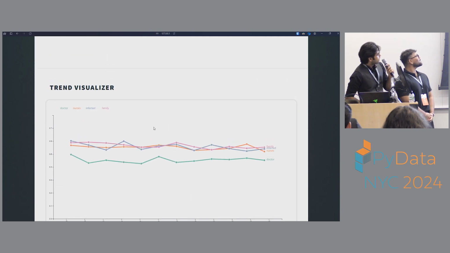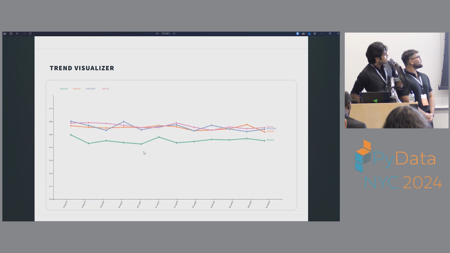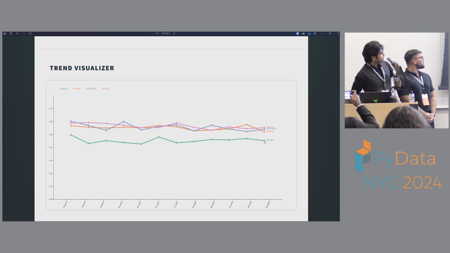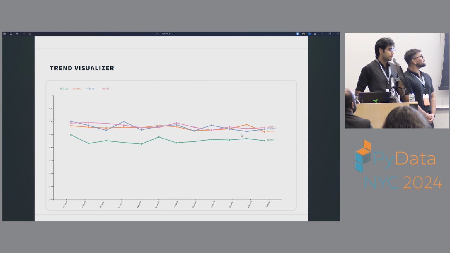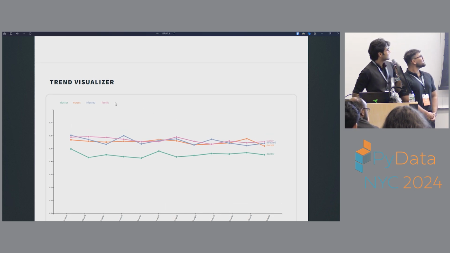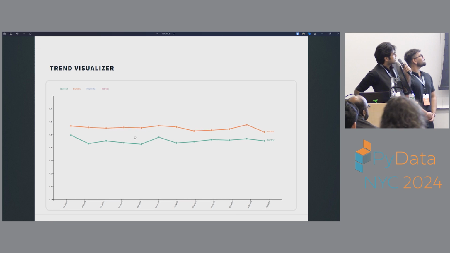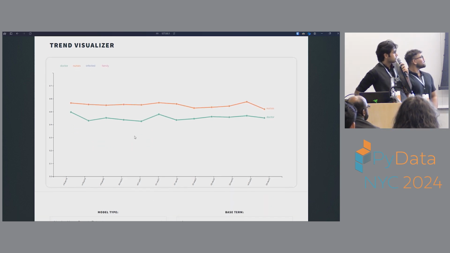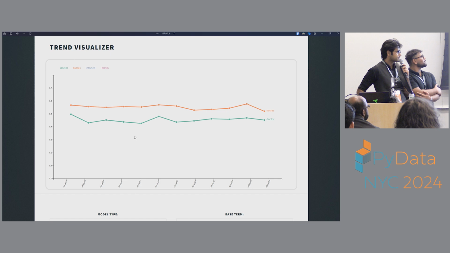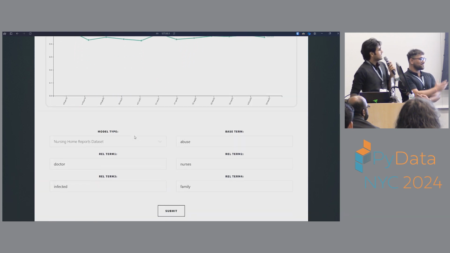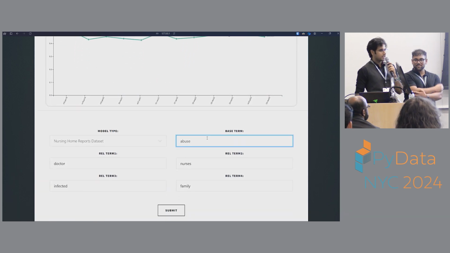So let's see. A very interesting trend is that doctors are clearly much further away from abuse than family members and nurses. So better keep your parents away from them. This is an interesting trend, which I don't know what it means, but it definitely means something. Anything else? Does anyone else want to give some examples?